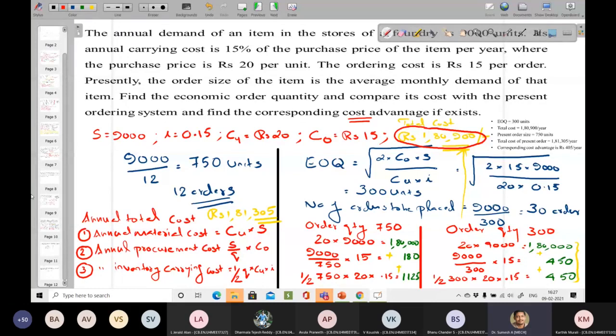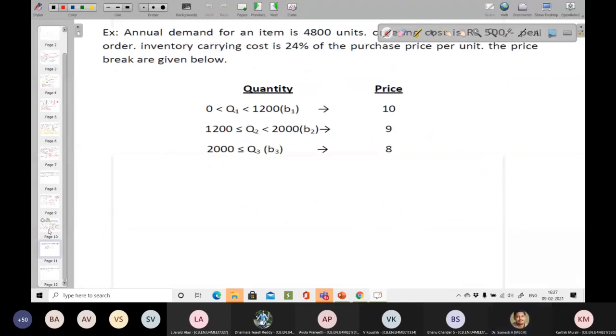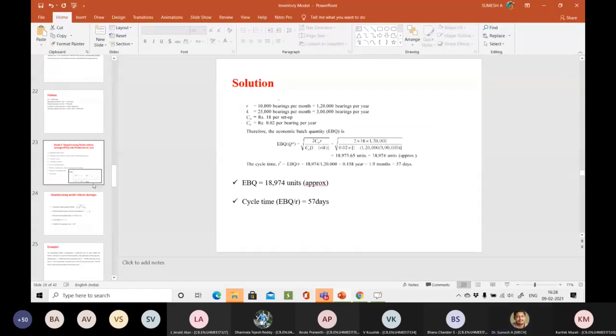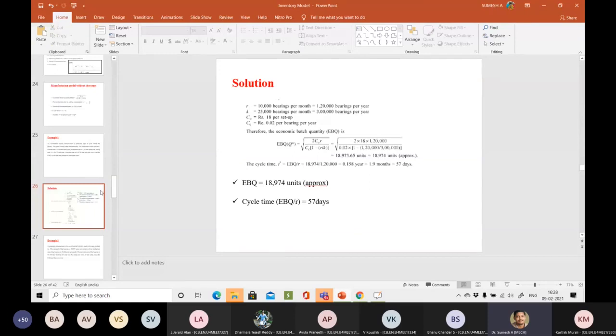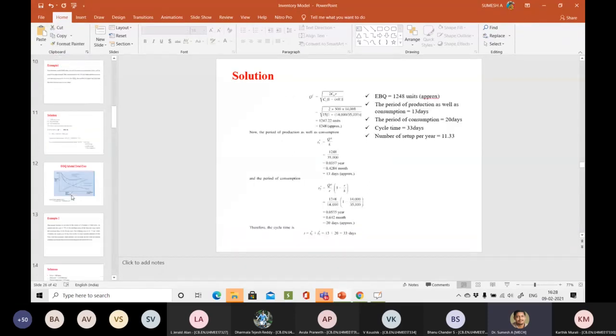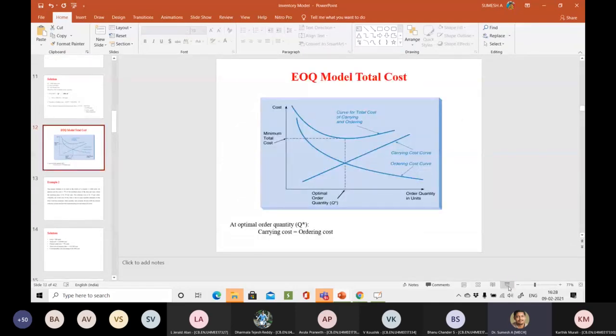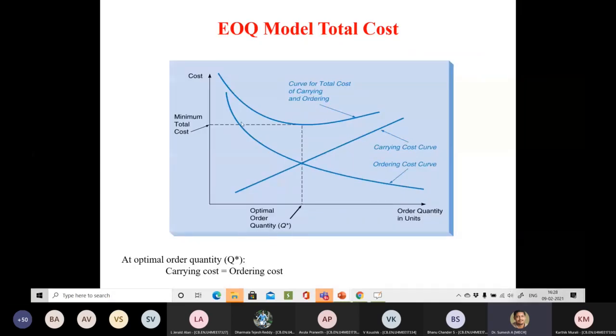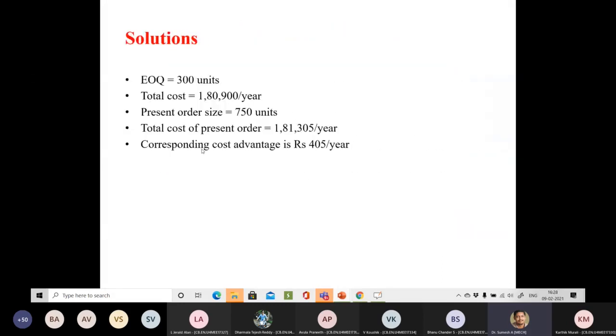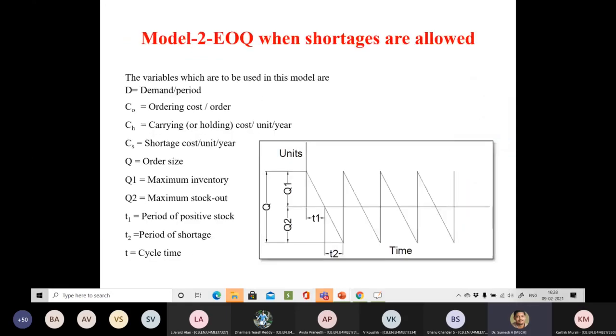So I'll just quickly go through the other models that are also available in this inventory model. Then I'll come back to this case. I hope the pointer is visible. The model one we have seen: this is what we are basically calculating, the EOQ and the corresponding minimum total cost, the point at which your cost curve is minimum and the ordering cost and carrying cost meet together. This is the EOQ or Q0, and this is the minimum total cost. All these things we have discussed. Now the next model is EOQ when shortages are allowed.